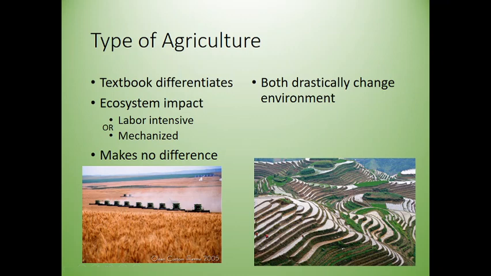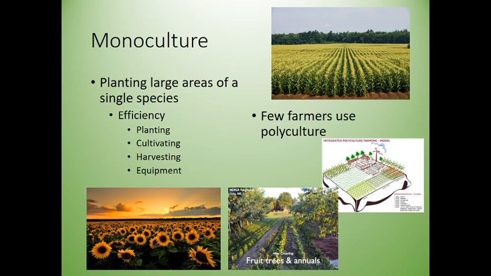But from an ecosystem impact standpoint, it really doesn't matter whether you have a wheat field that's completely covered in wheat, or these mountainsides where there are terraces filled with water that have rice plants growing in them. It doesn't really make an ecological difference. Both are drastically changing the environment, where the native species that would have lived here definitely can't. What we see then is that most agriculture, whether mechanized or labor-intensive, is monoculture. That is the norm. And monoculture means planting large areas with just a single species.